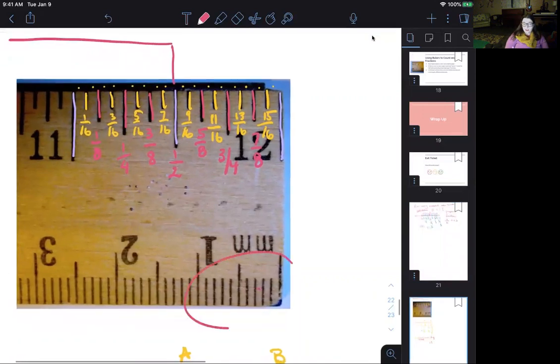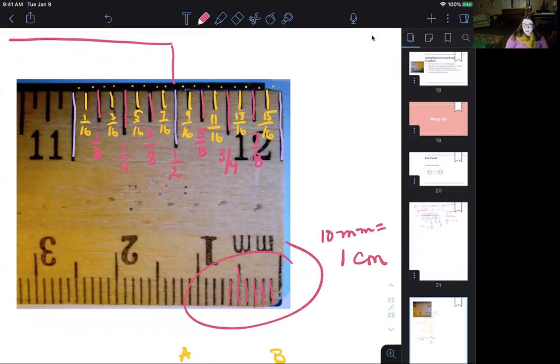Whereas with the metric system, we are using a base 10 system. So you'll have 10 millimeters is equal to 1 centimeter. And that's where you're seeing all these little dashes by 10. So that's going to be 5. And then each one going to 1.